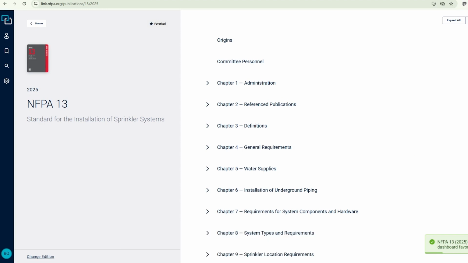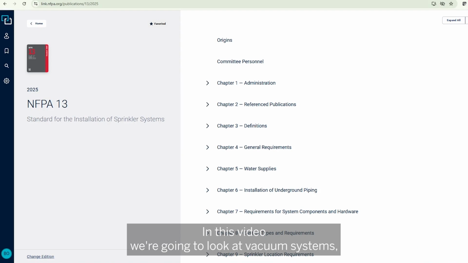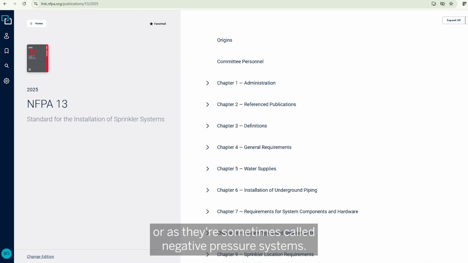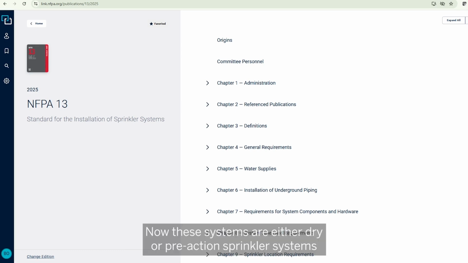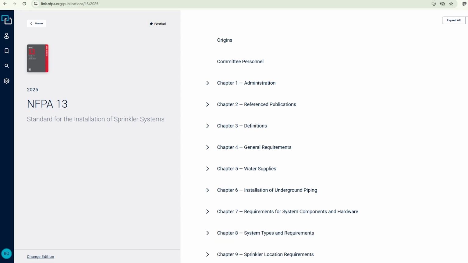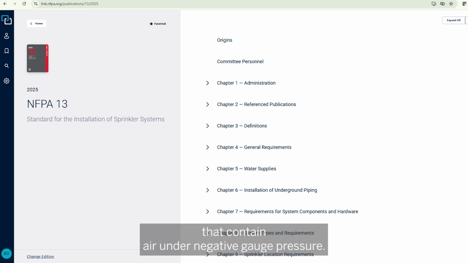In this video, we're going to look at vacuum systems, or as they're sometimes called, negative pressure systems. But keep in mind that NFPA 13 only refers to them as vacuum systems. Now these systems are either dry or pre-action sprinkler systems that contain air under negative gauge pressure.